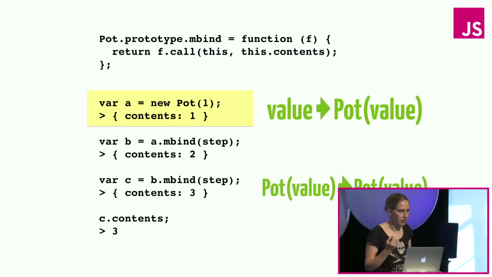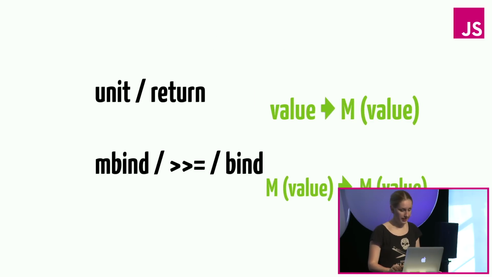And the next steps, they all have a similar pattern. We've seen it before. We know already it uses the function mbind. And mbind takes a monadic value and a function which works on the contents. We sometimes say the plain non-monadic type. And it returns a new monadic value containing the result, just as we intended. And that's all.